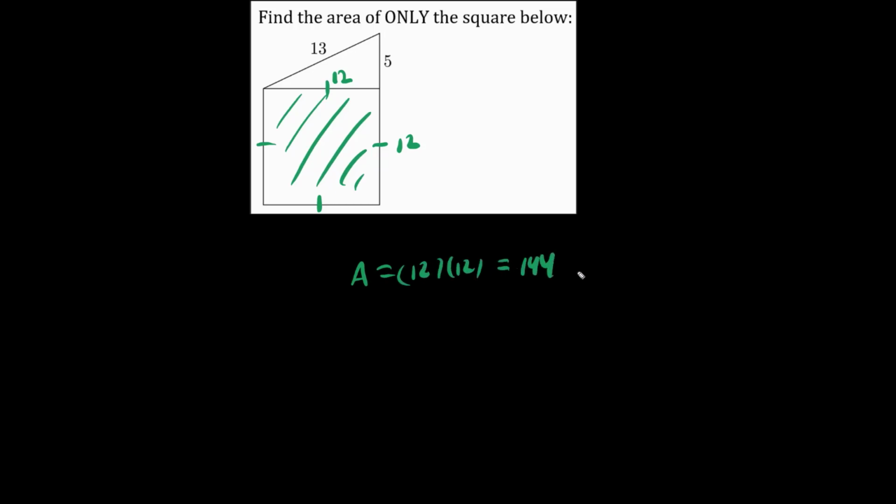Let's find the area of the square portion here. This is a square. Using the Pythagorean triple 5, 12, 13, we realize we have side length 12 here. So this square is a 12 by 12 square. The area equals base times height, and 12 times 12 is 144 units squared.